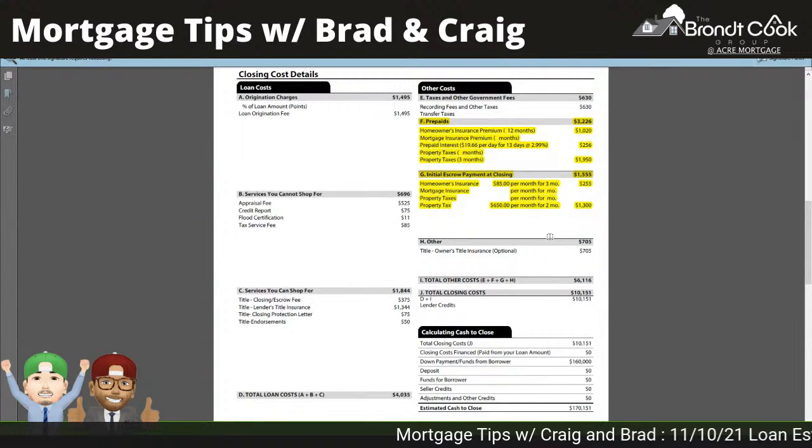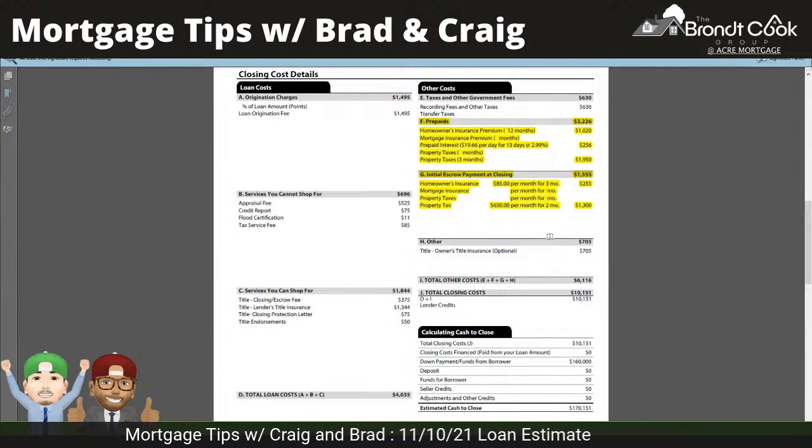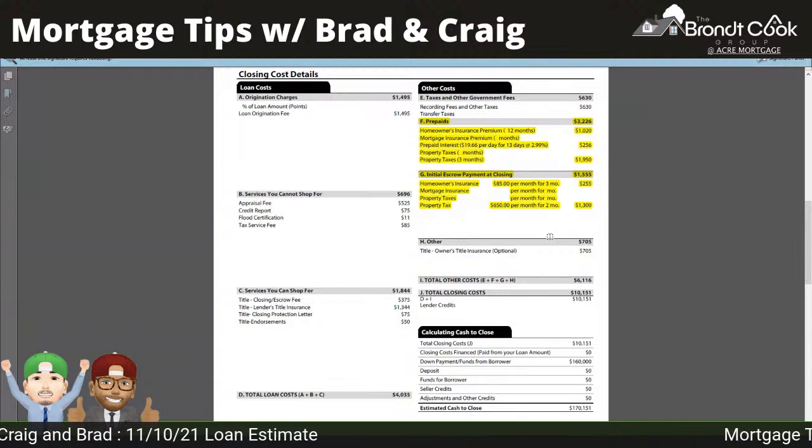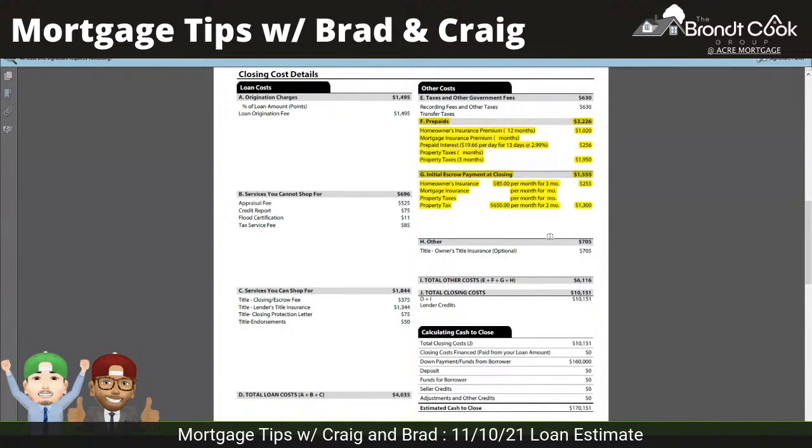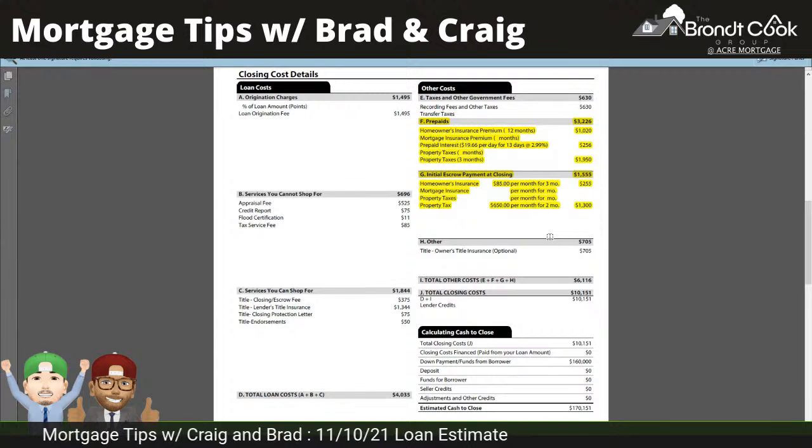So that's like saying if taxes are due in December, which they're not, but if they are due in December, we close today, your first mortgage payment is in January. We have to pay that next bill because it's due before your first mortgage payment. The next section is the establishment of the escrow account, right?